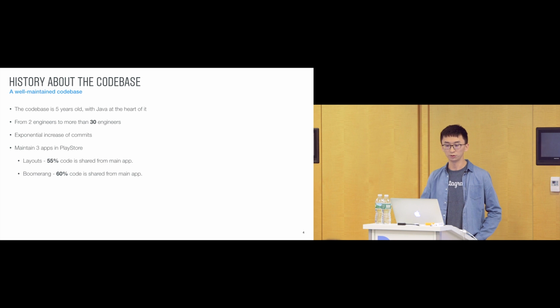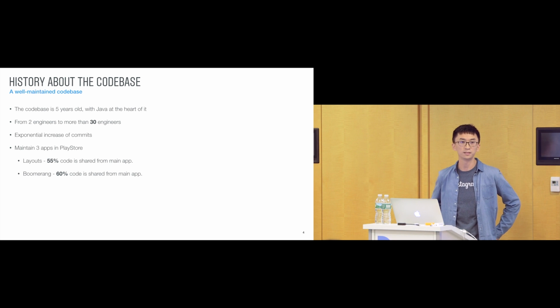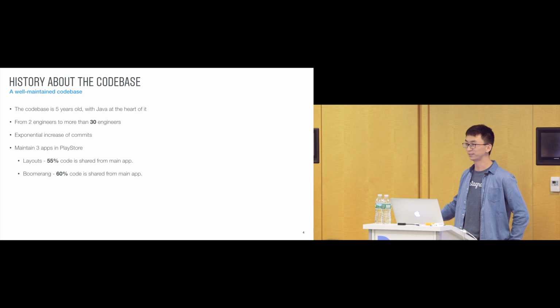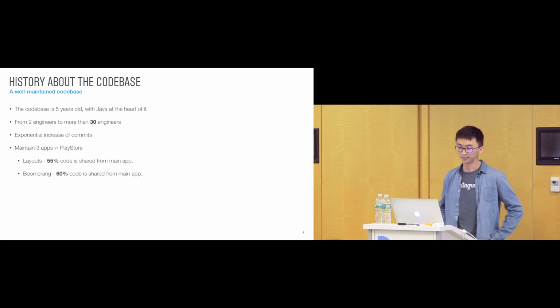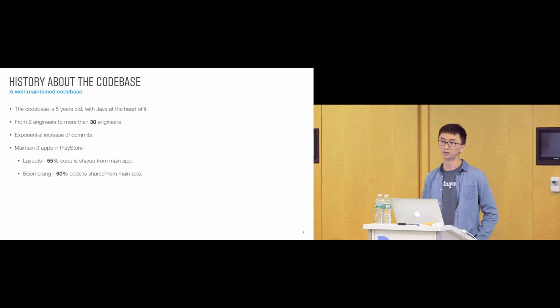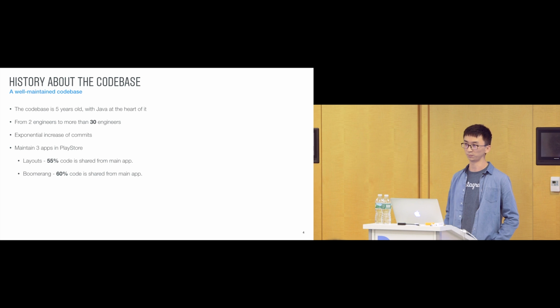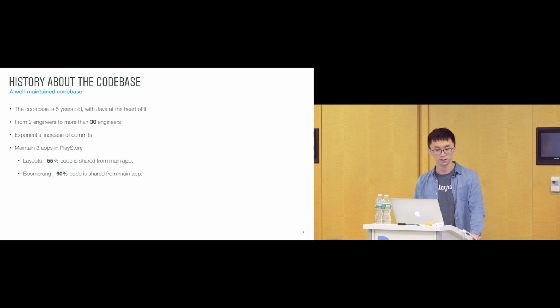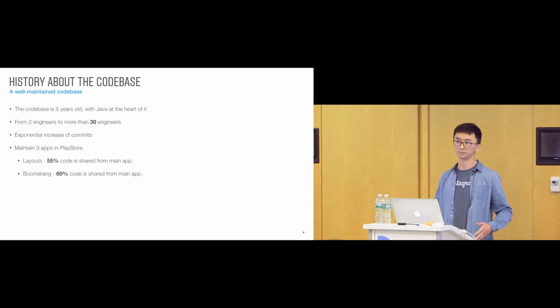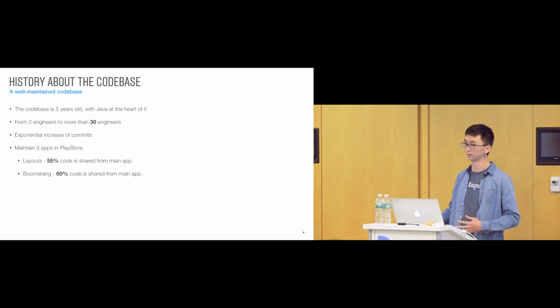So a little bit about the code base itself. Our code base is 5 years old. It's a small kid. It's mostly Java. We have 90%, 95% code in Java. We have C++ code to facilitate certain CPU-intensive jobs like image processing, but it's mostly Java, and we love using Java. The scale of the code base increased from 2 engineers working on a product to 30 engineers today.